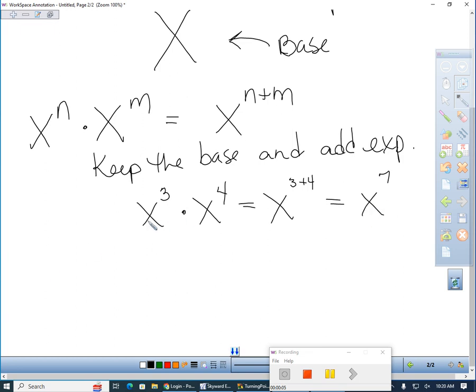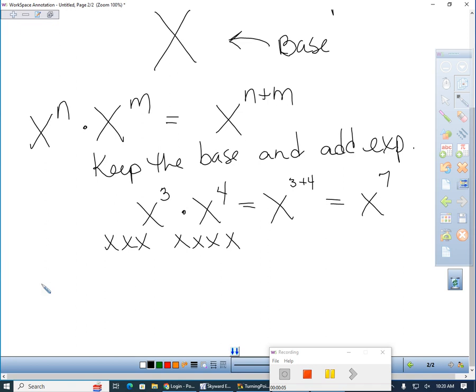The reason this works is x to the third is really x times x times x. X to the fourth is really x times x times x times x. And we're multiplying them all together. How many x's are there? There are 7, right? So this is our rule we're working with today.